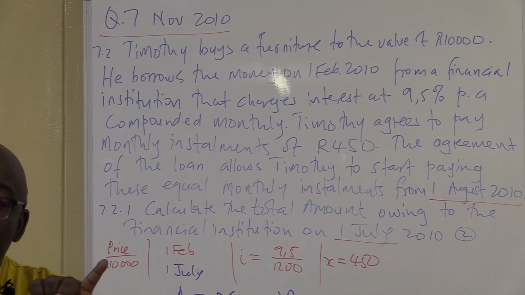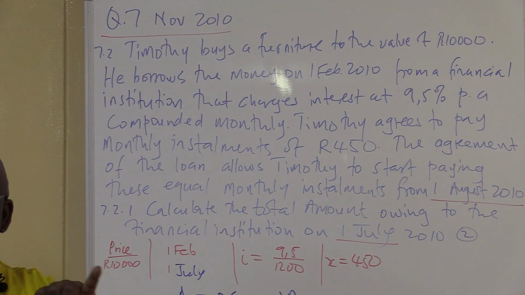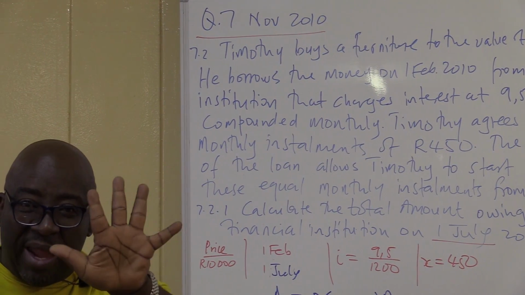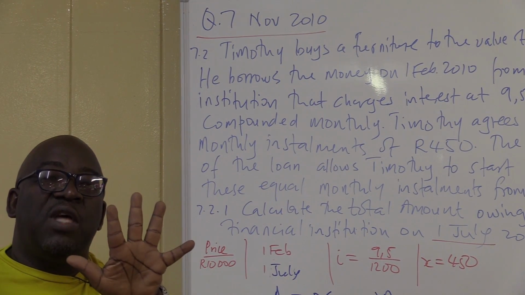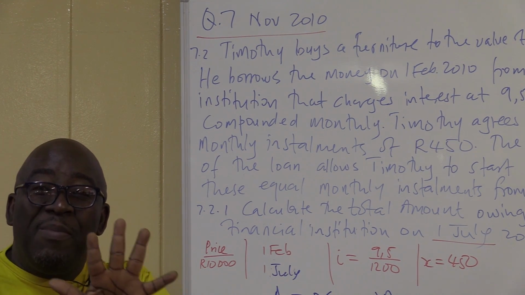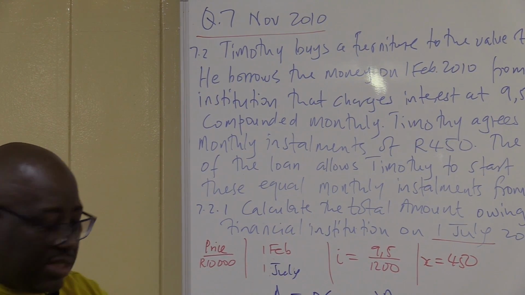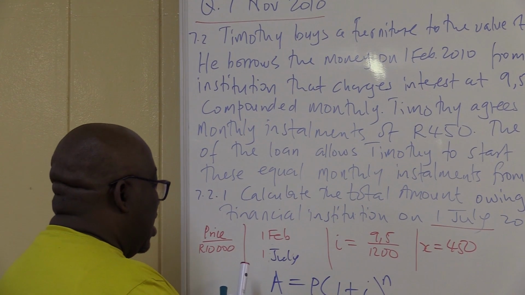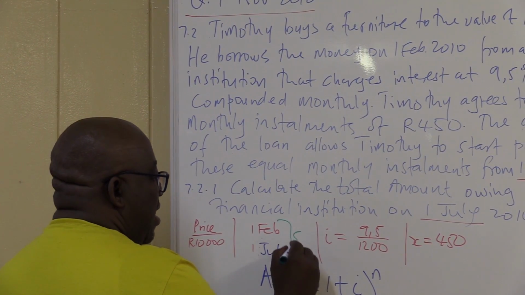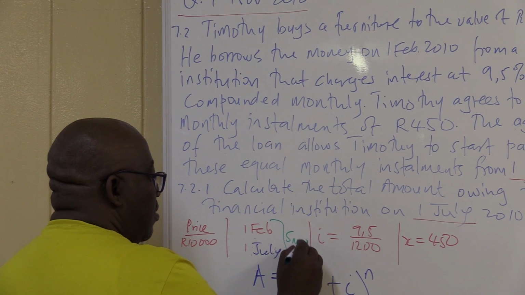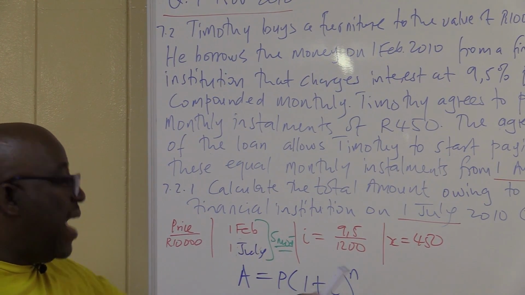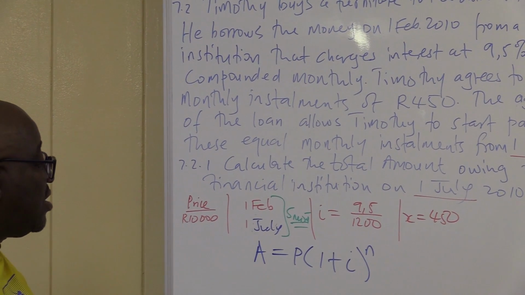I did not pay on 1 March. March, April, May, June, July. So they want me to find out how much will you be owing on 1 July. So how many months did this guy miss? 5 months. In this particular case, you miss payments for 5 months. So I know that my n there will be 5.